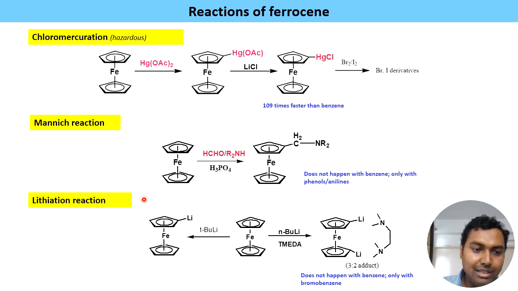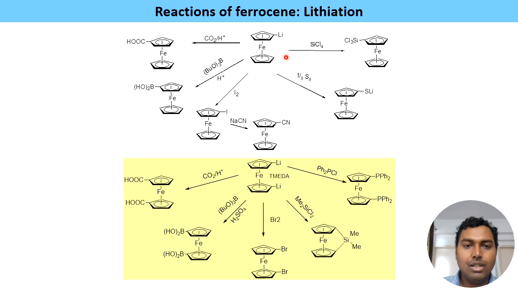And if we do the lithiation reaction, we will also talk about this lithiation reaction in a later slide. Here, if we deprotonate one proton by the addition of tertiary butyl lithium, we can also functionalize this ring with the addition of any other reagent. Here we can also add TMEDA to stabilize this product somewhat. After the monolithiation of ferrocene, we can synthesize many other ferrocene derivatives. If we react it with silicon tetrachloride, we can synthesize its trichlorosilane derivative. If we react it with sulfur, then it is SLi.